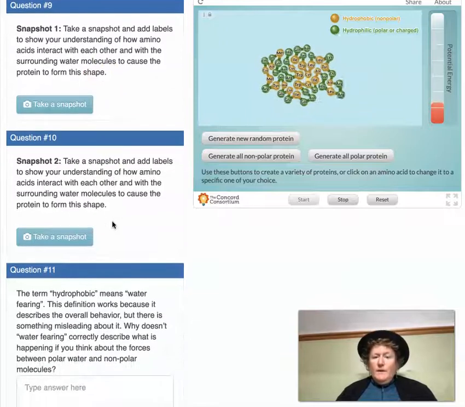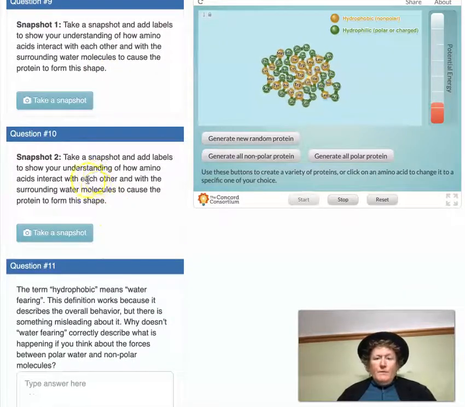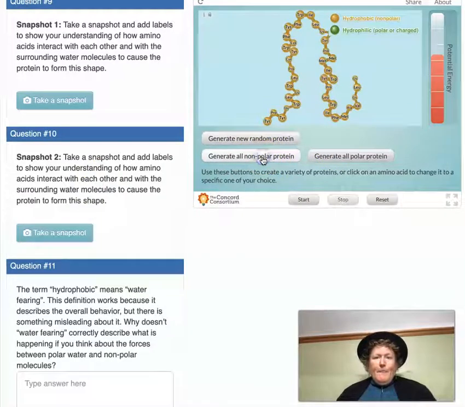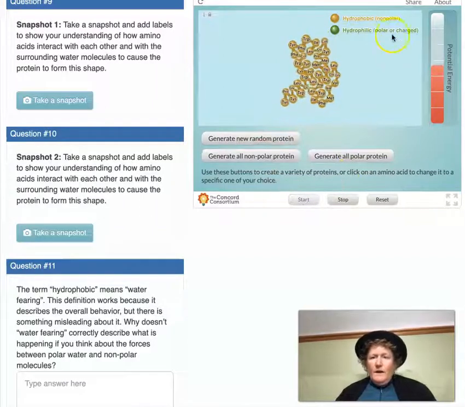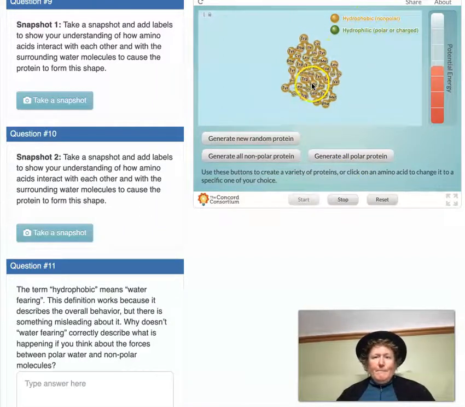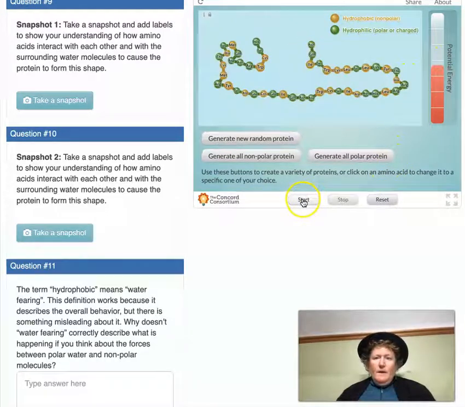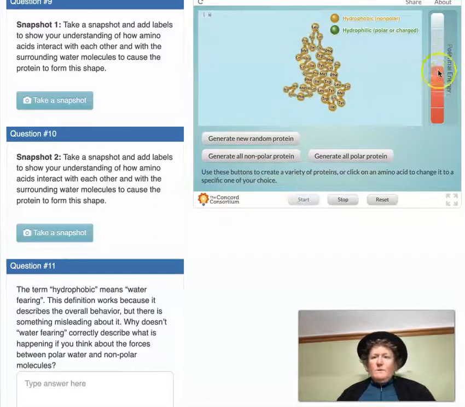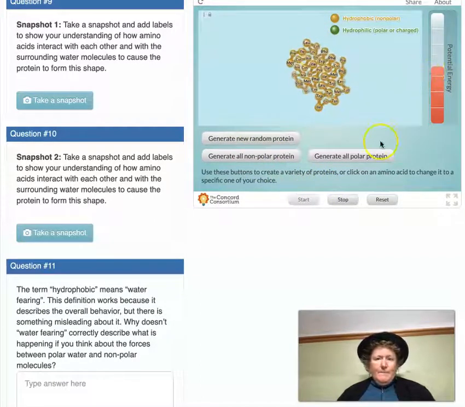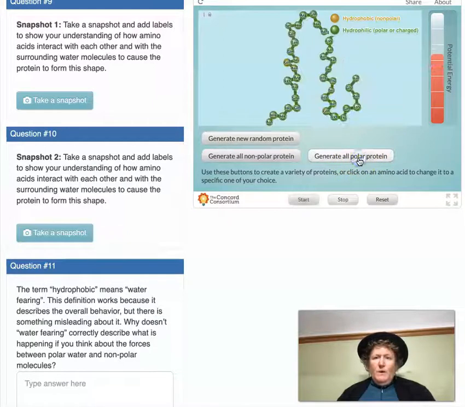We need to take another example of a protein, and just so we have more examples here, we have an all hydrophobic protein. Notice the potential energy here. I'm going to reset that. Oops. Generate an all nonpolar protein. Start that. Watch what happens to the potential energy. And then let's compare it to an all polar protein.